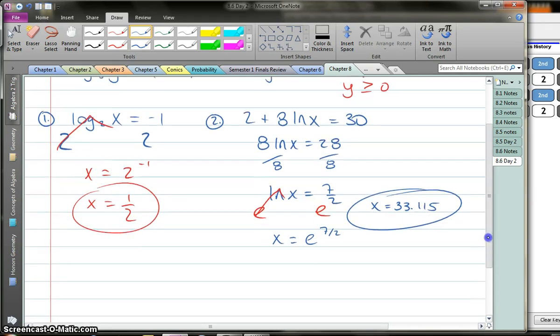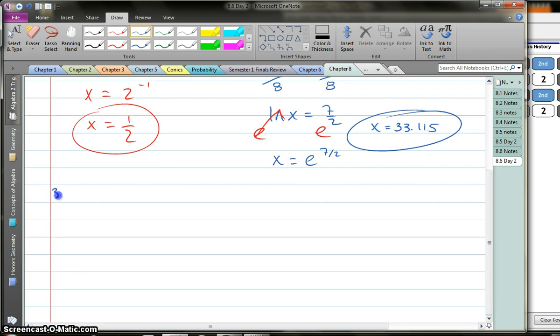A few more. All right, number 3. So 3 minus 2 log base 3 of x equals negative 7. So subtract your 3. Negative 2 log 3 of x is equal to negative 10. Let's divide by negative 2. So log base 3 of x is equal to 5.